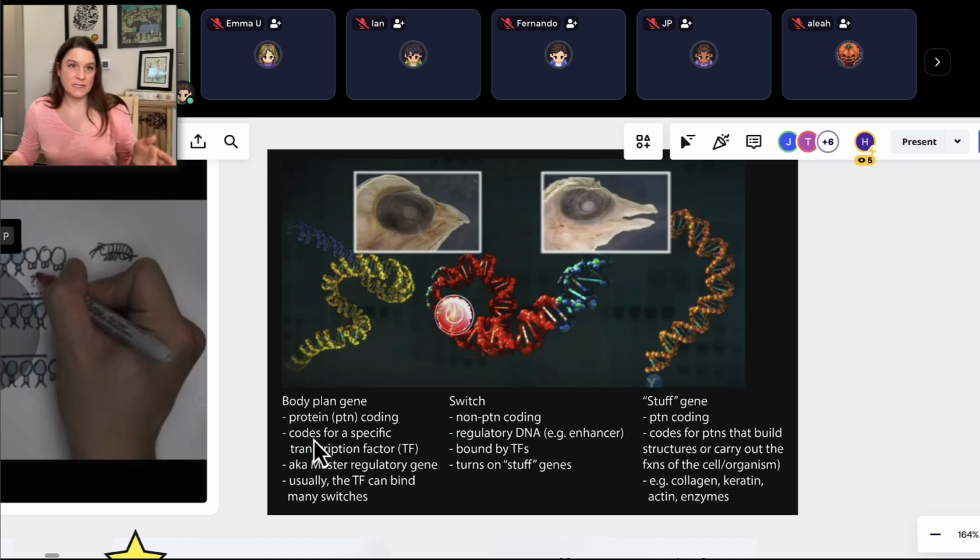So just to remember that sequence of events here, we've got the body plan genes that code for protein transcription factors, which bind to switches. Those switches regulate other genes being expressed. They call those stuff genes. Technically, they could also regulate other body plan genes. So it's this cascade of transcription factors being produced in certain areas of the body, those turning on certain genes in certain regions, and those genes then producing certain proteins that do stuff and make the body different ways in different locations and do different chemical reactions in different locations, that sort of thing.